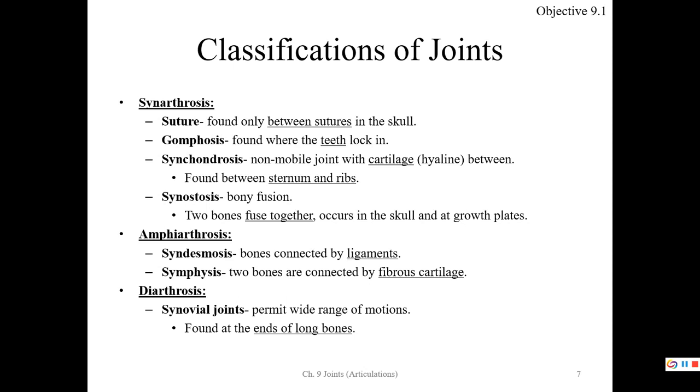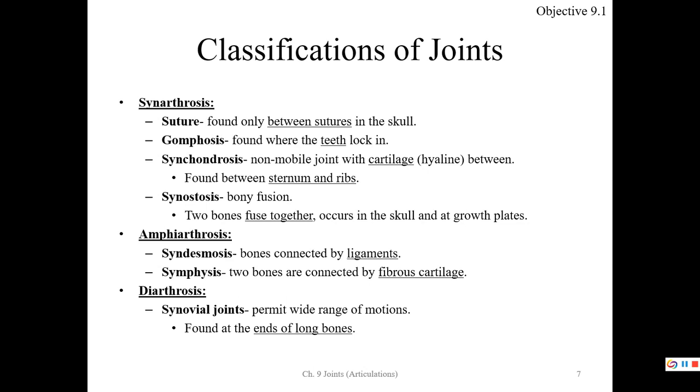Synostosis is a bony fusion. These are when two bones fuse together, like what happens at your growth plates or what happened in the skull. There was a suture in the frontal. There were two frontal bones that we had, and a metopic suture down the middle of it, and it filled in with bone, became a bony fusion. Amphiarthrosis, somewhat mobile. Syndesmosis, this is somewhat mobile, but we have ligamentous attachment. Symphysis is a cartilage, but it's fibrous cartilage in a symphysis, like with the pubic symphysis, with the intervertebral joints.